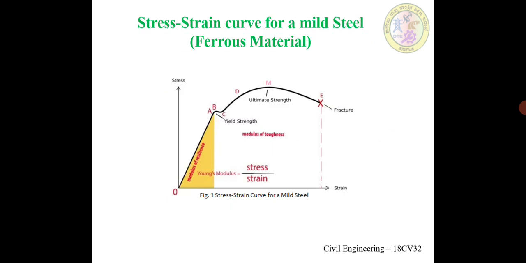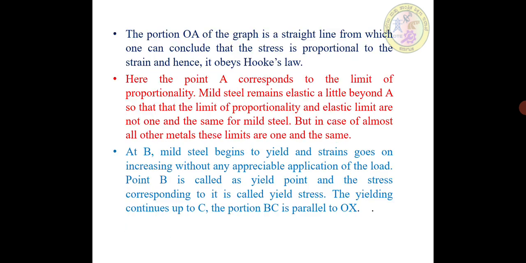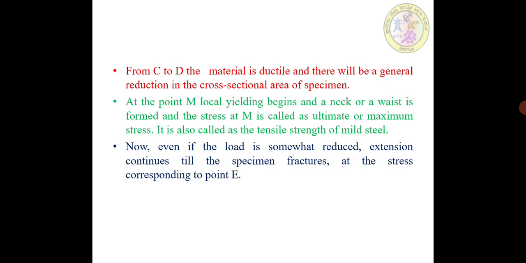From C to D, the material is ductile and there will be a general reduction in the cross-sectional area of the specimen. At the point M, local yielding begins and a neck or a waist is formed, and the stress at M is called the ultimate or maximum stress. It is also called the tensile strength of mild steel. Now, even if the load is somewhat reduced, extension continues till the specimen fractures at the stress corresponding to point E.